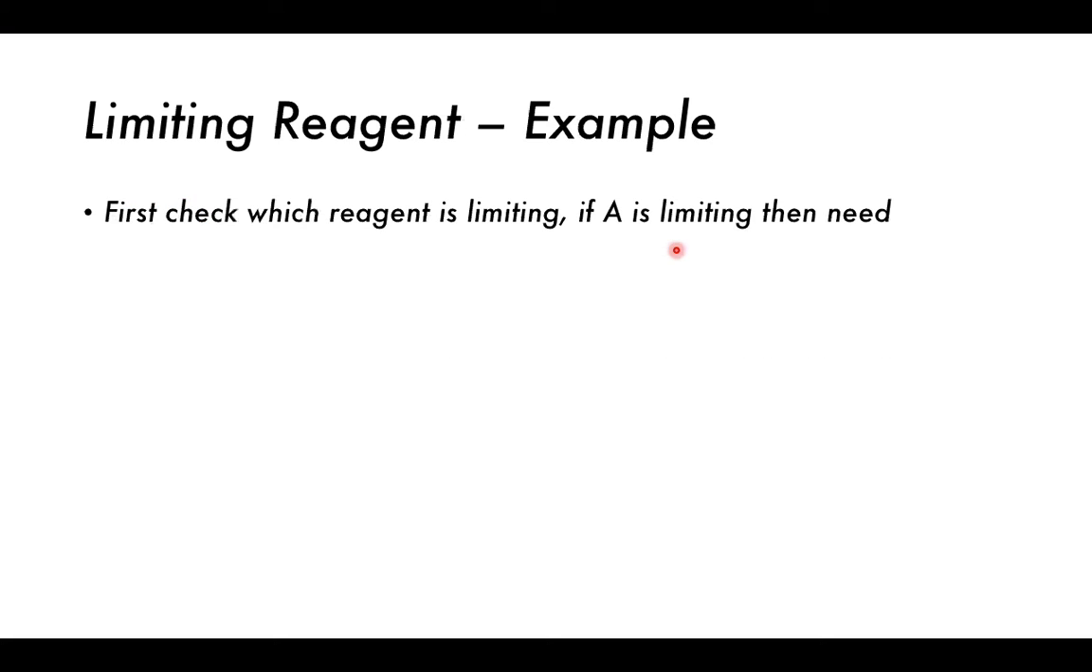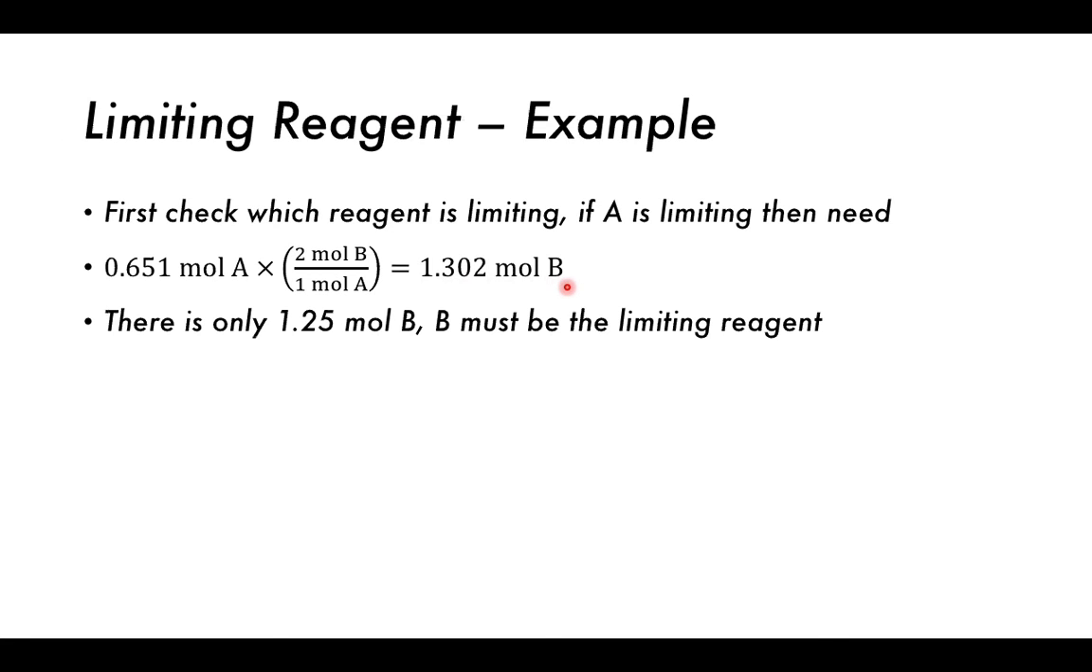So the first thing to do is to check which reagent is limiting. If A is limiting, then we need 0.651 moles of A times 2 moles of B for every 1 mole of A. So that means that we would need 1.302 moles of B. Now we know that we only have 1.25 moles of B present. So B must be the limiting reagent. There's not enough B to consume all of A.